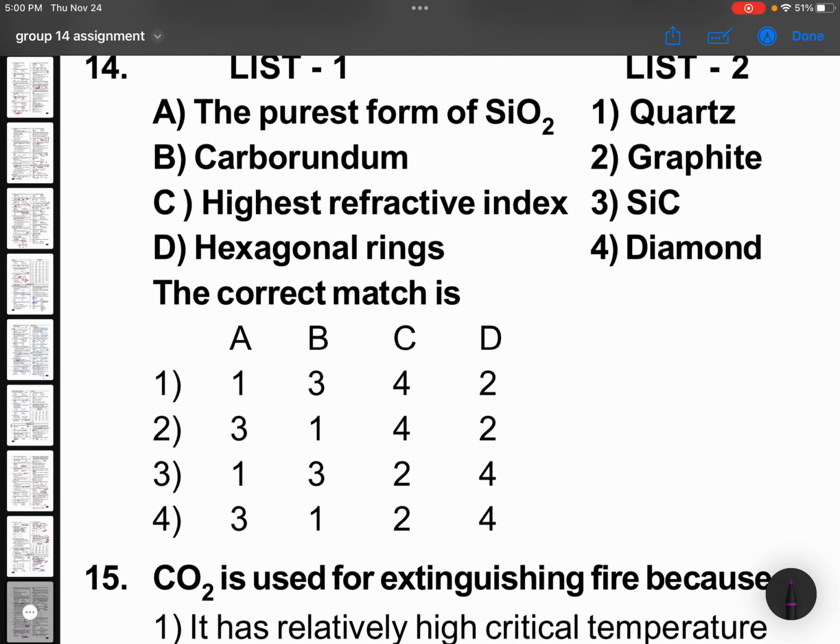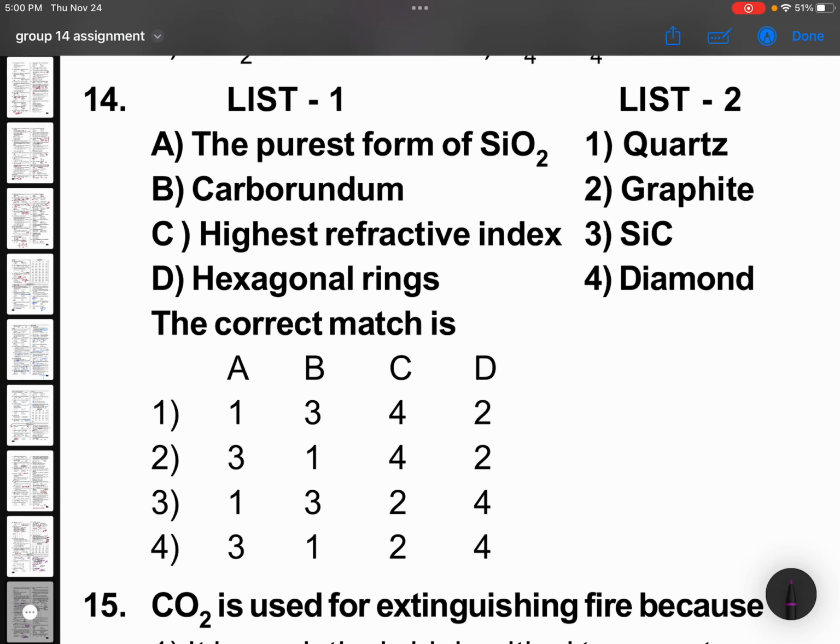The purest form of silica. Okay, now the carborundum is SiC, so B must be 3. And then diamond, hexagonal rings are graphite, D must be 2. Over.